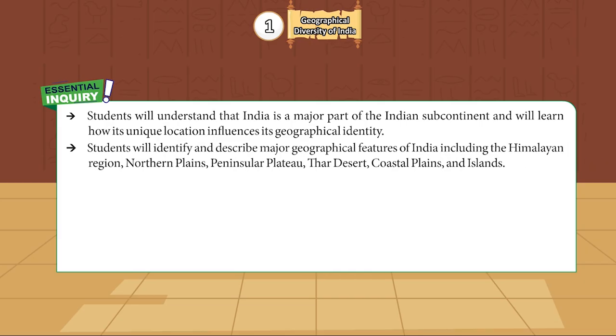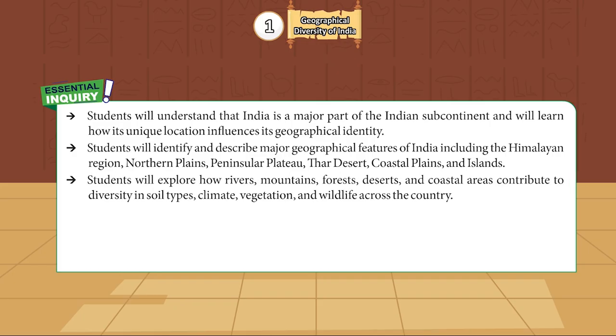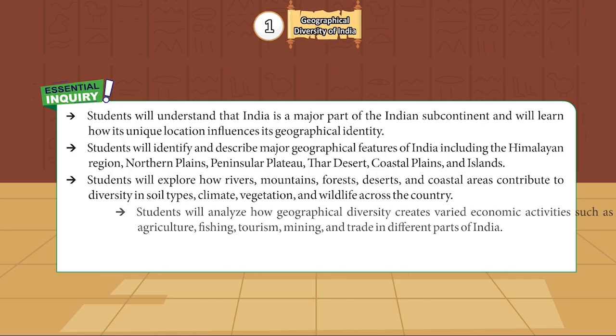Students will identify and describe major geographical features of India, including the Himalayan region, northern plains, peninsular plateau, Thar Desert, coastal plains, and islands. Students will explore how rivers, mountains, forests, deserts, and coastal areas contribute to diversity in soil types, climate, vegetation, and wildlife across the country.